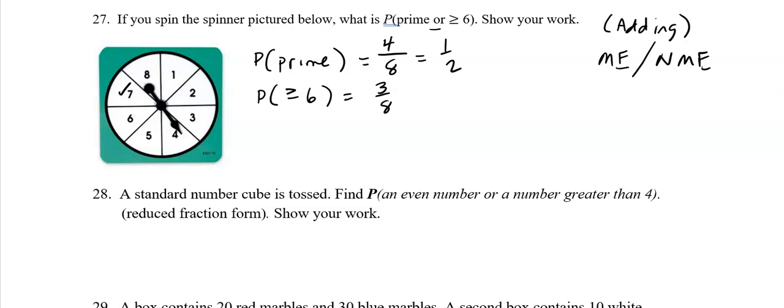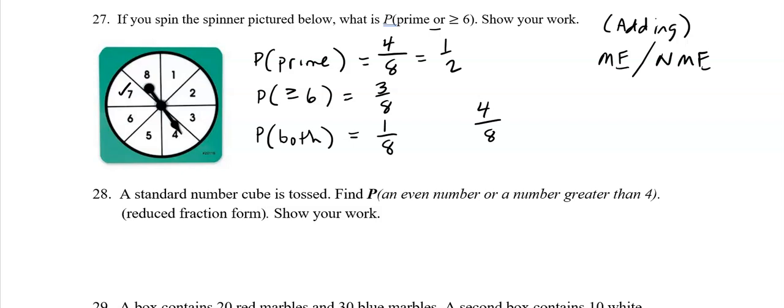So this is what it means to be not mutually exclusive. We need to calculate the probability of a number being both. I'll just describe it, both prime and greater than or equal to 6. There's one of those out of a total of 8. So to get my final answer, I'll just leave it in terms of 8s, since all of these are.